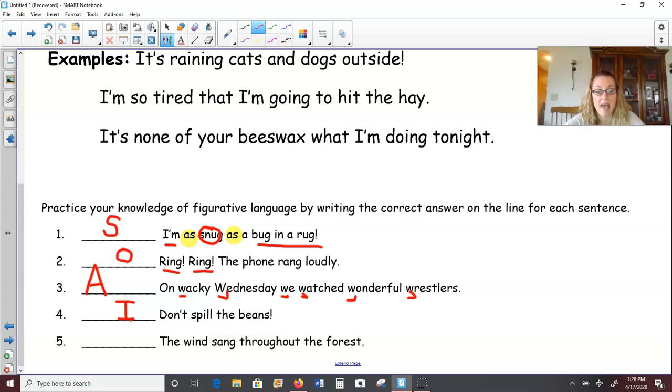And the wind sang throughout the forest. Well, the wind is not a person, so it cannot sing, but it's just a fun, expressive way of saying how the wind blew through the forest and maybe you heard a whistling, rustling sound from the wind. So this is an example of personification because we are giving a human trait, singing, to a non-human object such as the wind.